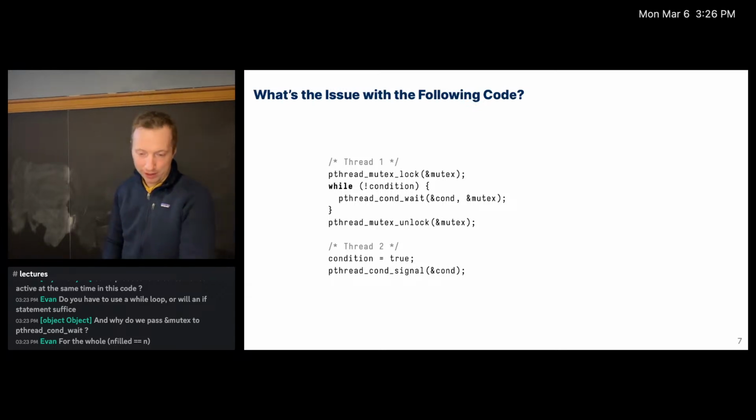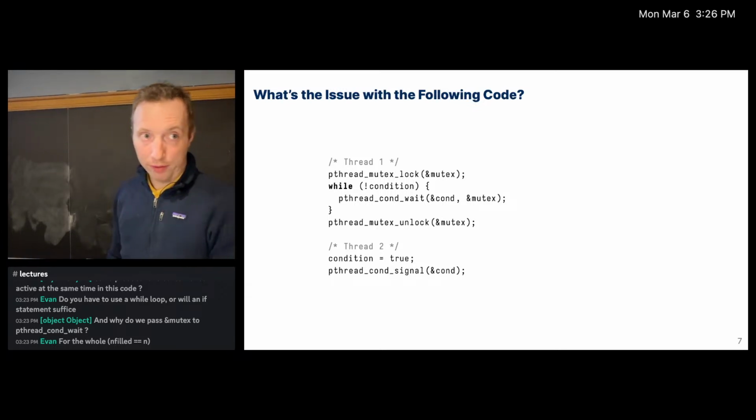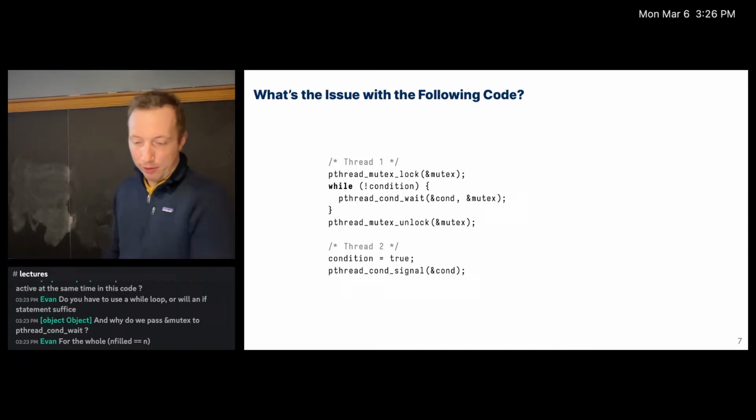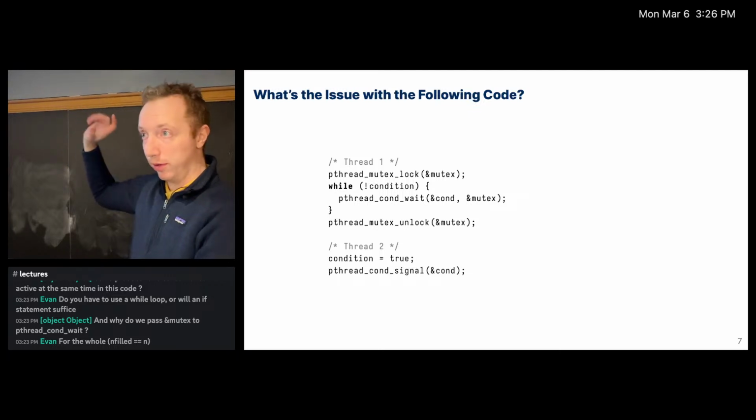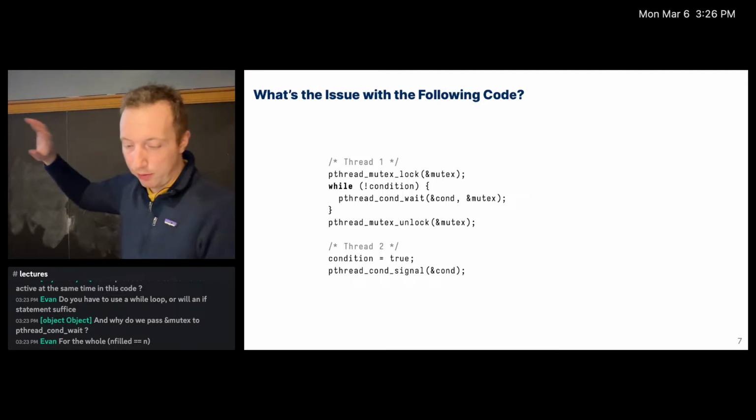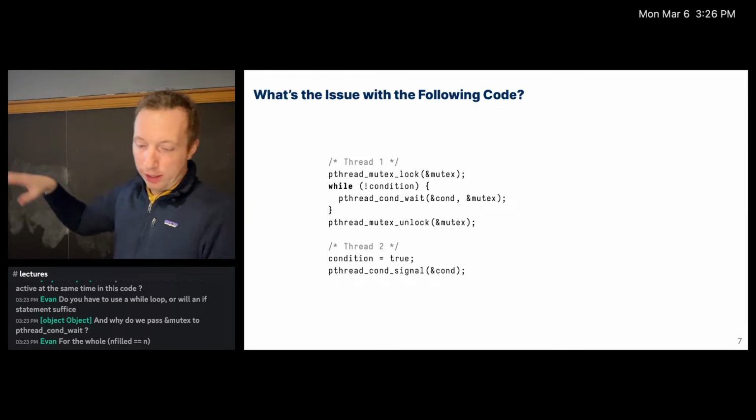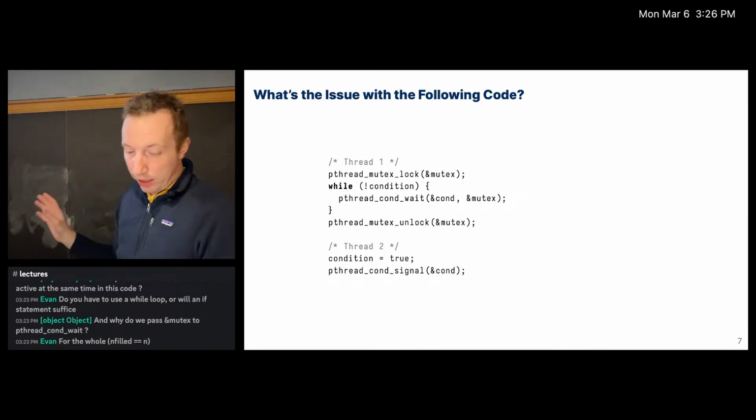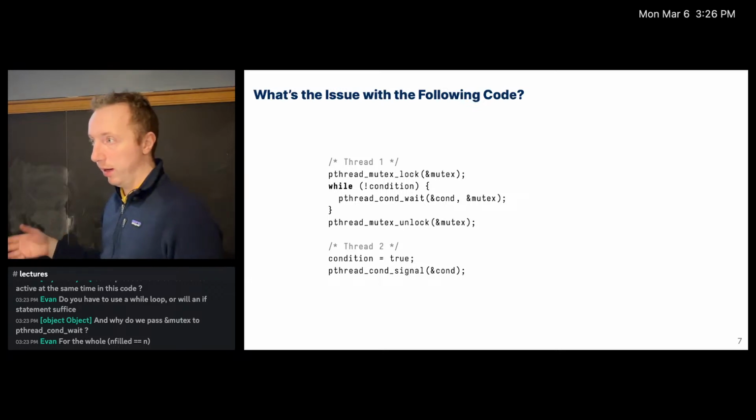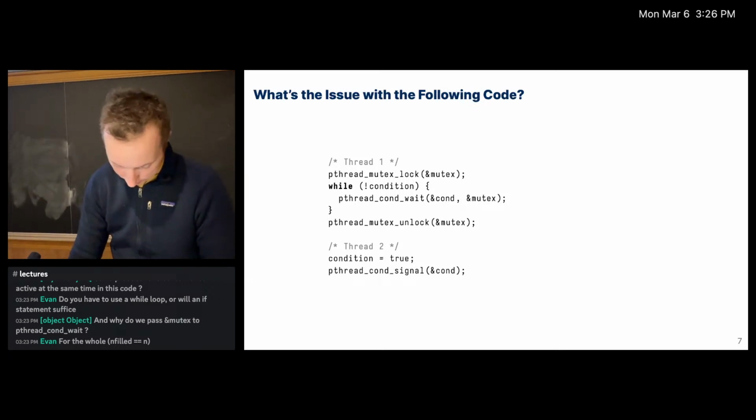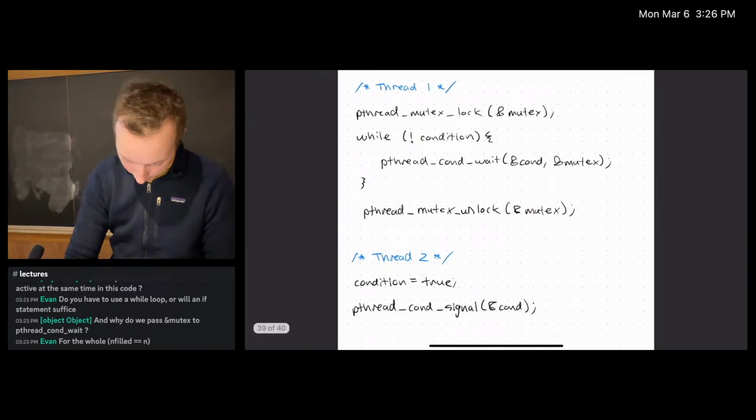So let's take a minute, read this code. There's going to be 2 threads here. They're both using the same mutex. One tries to lock a mutex, check a condition, and then wait, and then unlock, and then the other thread just sets the condition to true, and then signals the other thread if it's in the queue. So let's give a minute to think about that.